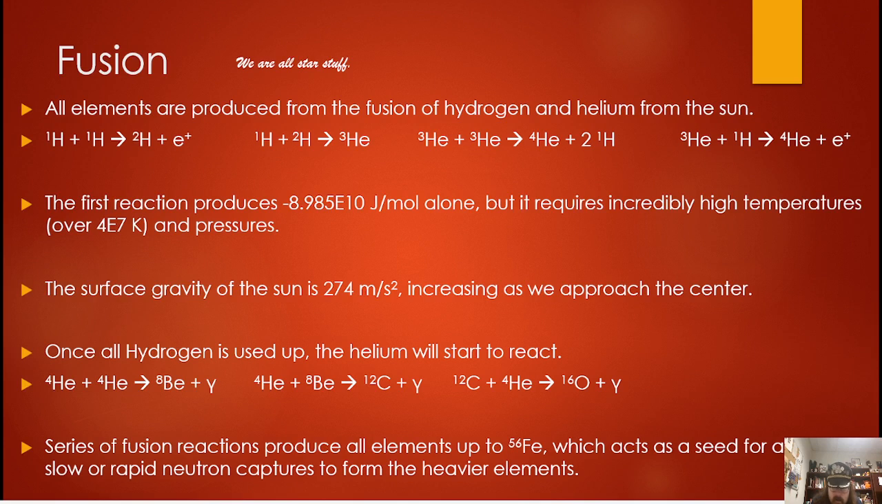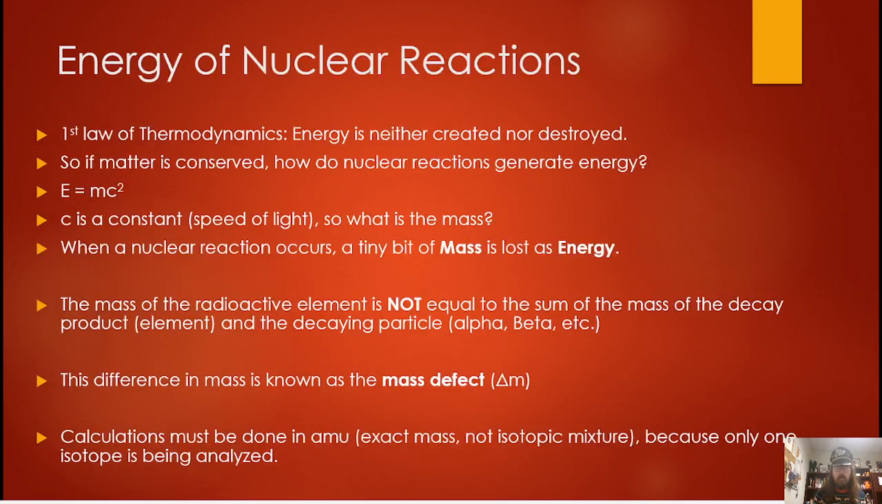Now, iron 56 is the most energy dense atom we can generate. From there, there's a series of slow or rapid neutron captures that can form the heavier elements. But a lot of the heavy stuff is generated only once the sun goes supernova. Once the sun goes supernova, it can fling out all these heavy elements, and these are going to become essentially what the universe is made of.